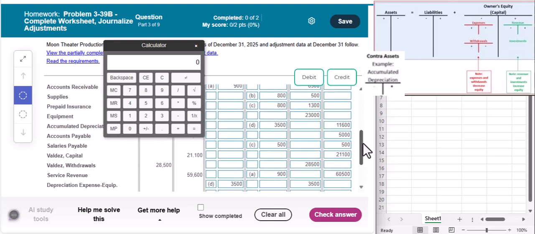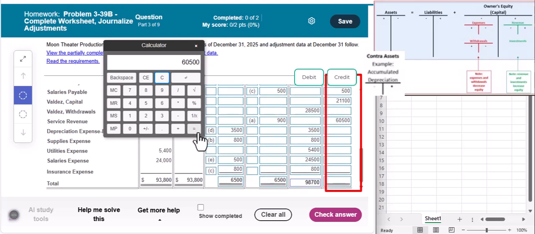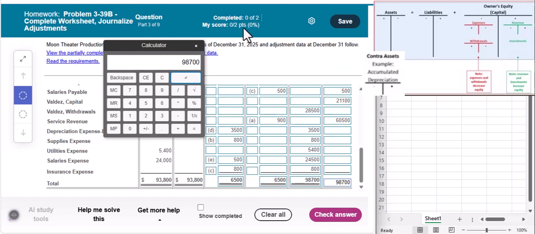So it looks like our first credit starts down here. So I'll just scroll down and see all of them. So we have 11,600 first, 5,500, 21,100, 60,500. Anything else? Nope. And that also gives us a total at the end here of 98,700. So we'll enter that in. Our debits equal our credits, and all is good in the world here.